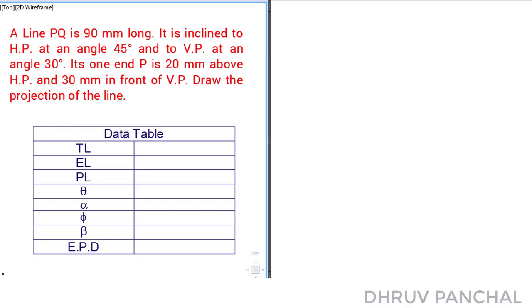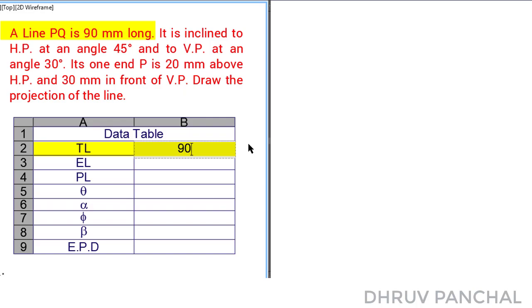So here it is, our data for the problem. A line PQ is 90 mm long. It is inclined to horizontal plane at an angle of 45 degree and to vertical plane at an angle of 30 degree. Its one end P is 20 mm above horizontal plane and 30 mm in front of vertical plane. Draw the projection of the line.